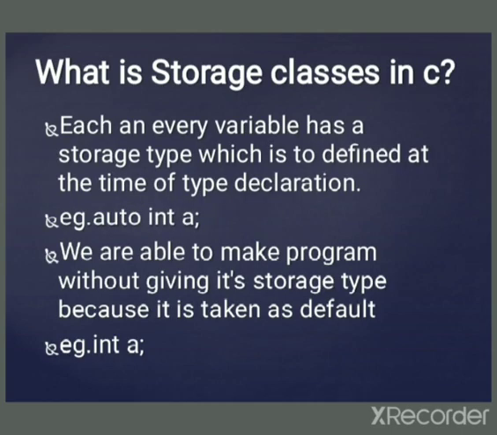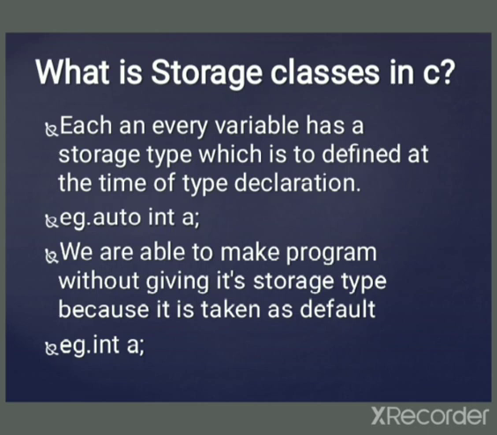Basically, what is a storage class and why do we use it? Each and every variable has a storage type, which is defined at the time of declaration. For example, auto int a. Auto is the storage class, int is the data type, and a is the variable name. Here we are specifying the automatic storage class using the auto keyword.